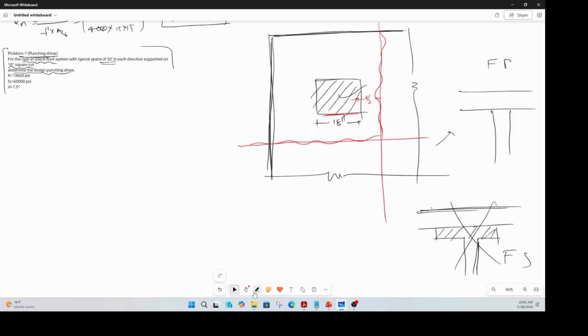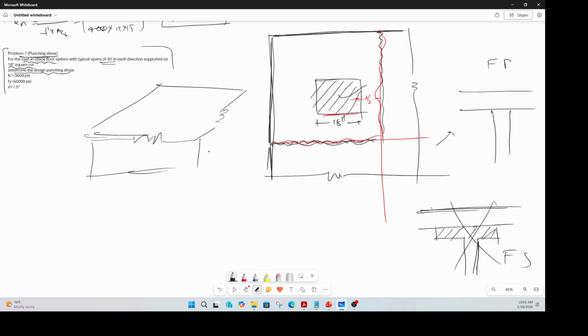We need to calculate this length and that length, and now you look at it in a 3D view. This side is continuous, right? So this side is continuous. That side of the concrete is continuous. This is the thickness of the concrete slab, right?